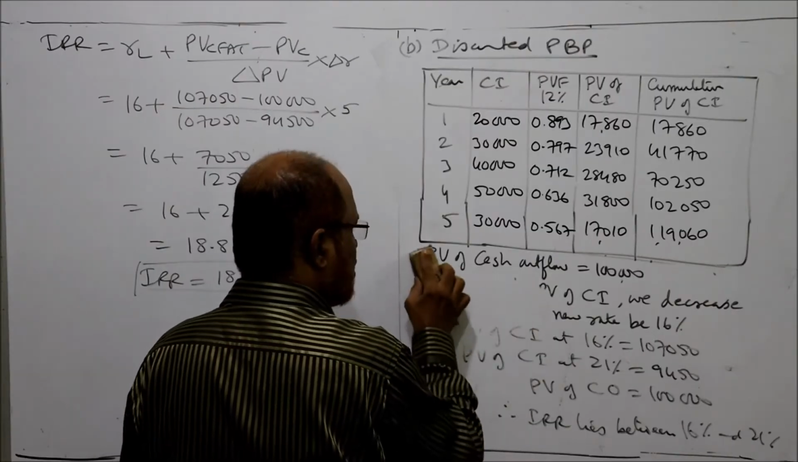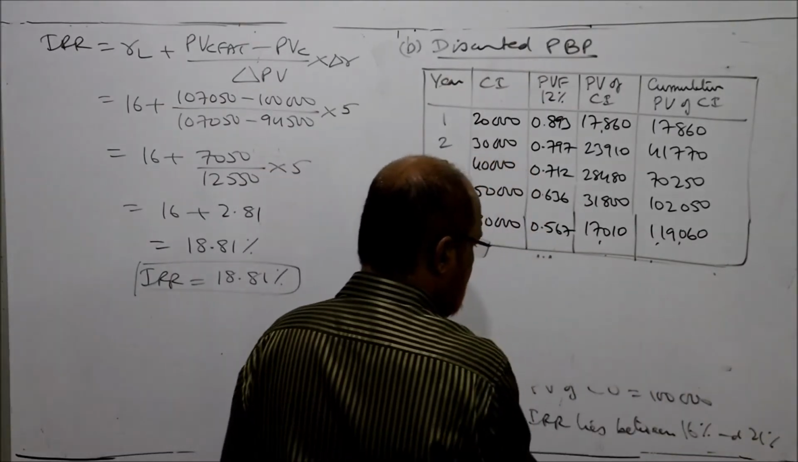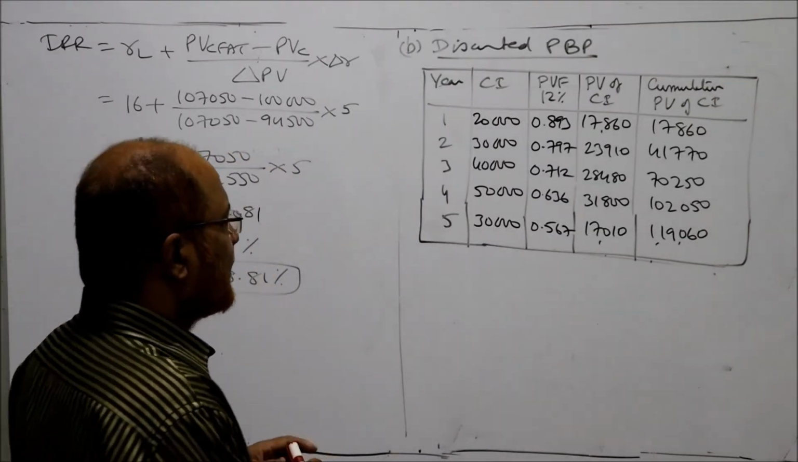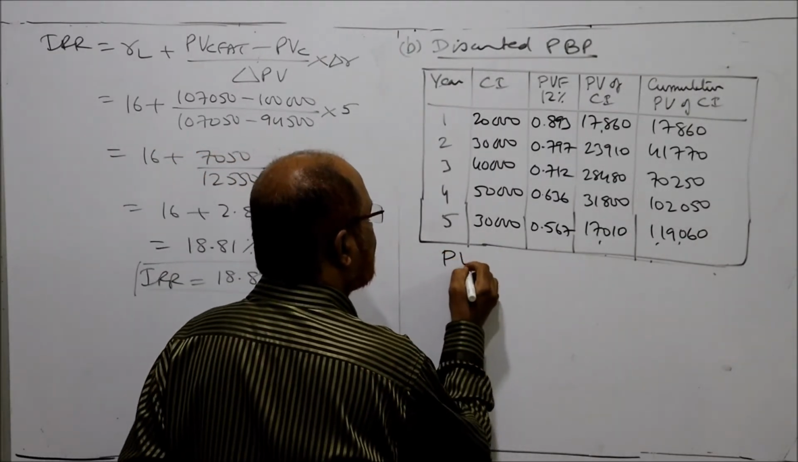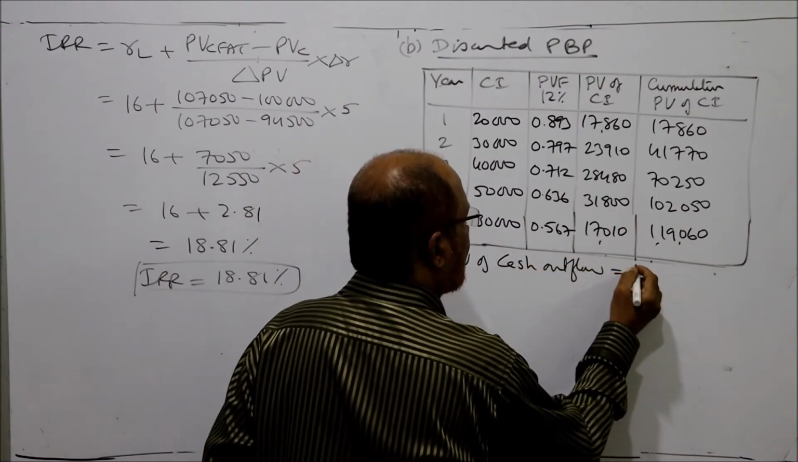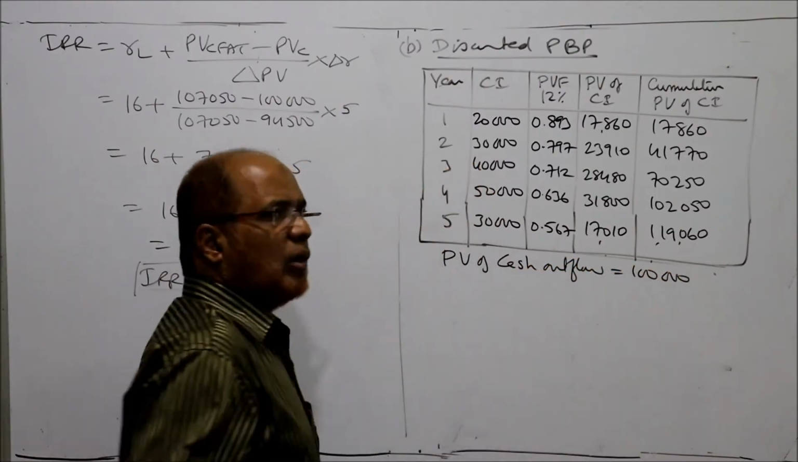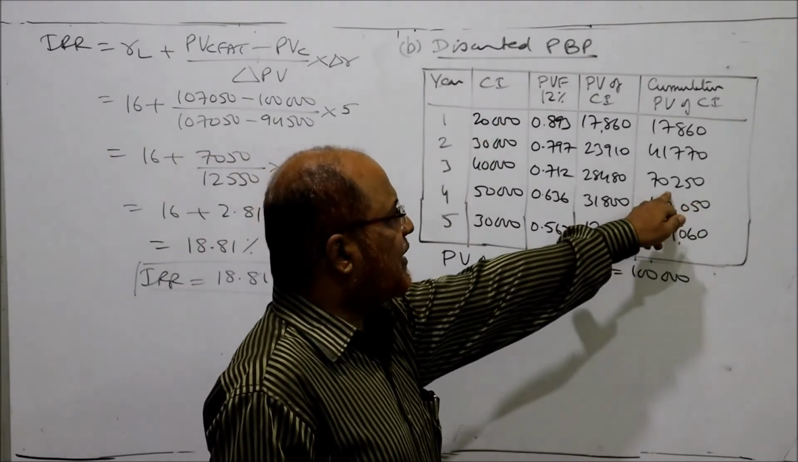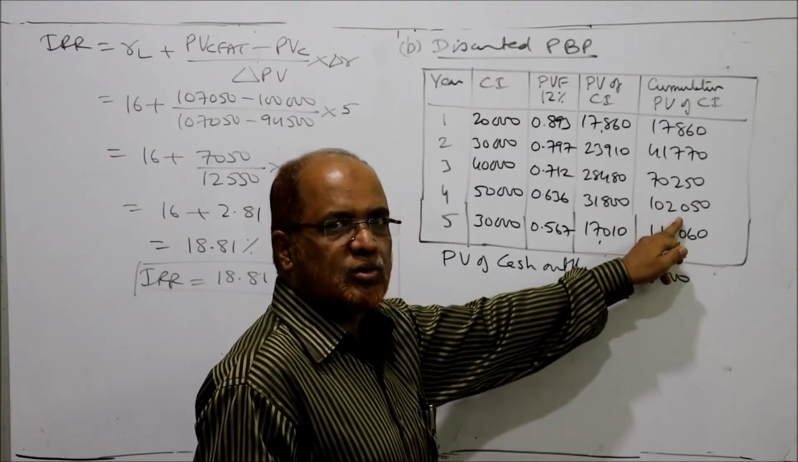So we have calculated the cumulative PV of cash inflows. Now interpolation. PV of cash outflow is one lakh. Now look at 1 lakh in the cumulative column. We don't have 1 lakh. We have 70,250 and 1,02,250.